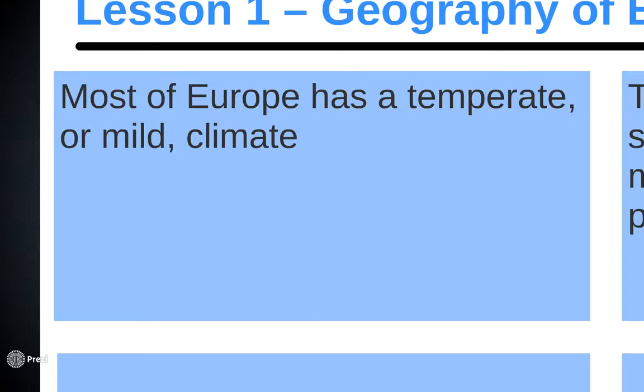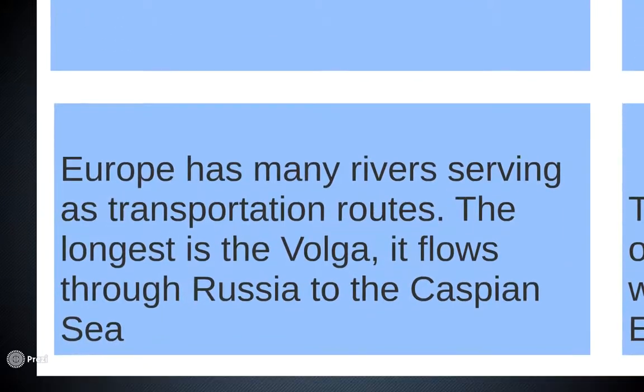Most of Europe has a very temperate or mild climate. As you can tell, we just talked about the 4 different regions of Europe, but all of it has very mild weather, not as extreme as we might see here in Kansas.